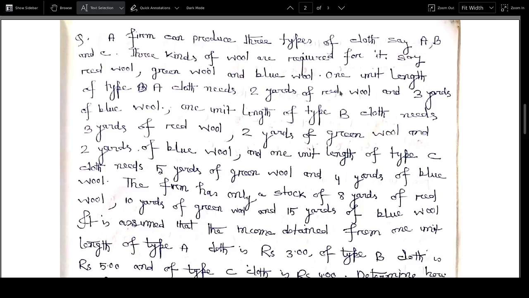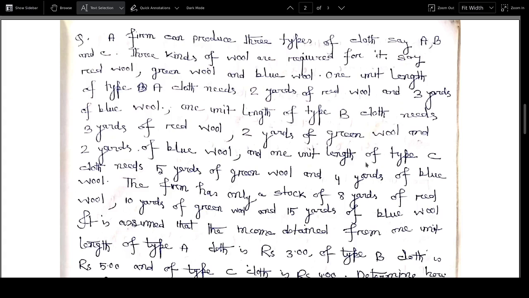Format LPP, right? So first you see the question. A resourceful home decorator manufactures two types of lamps, say A and B, means type A and type B, right? So both lamps go through two technicians, first a cutter and second a finisher.